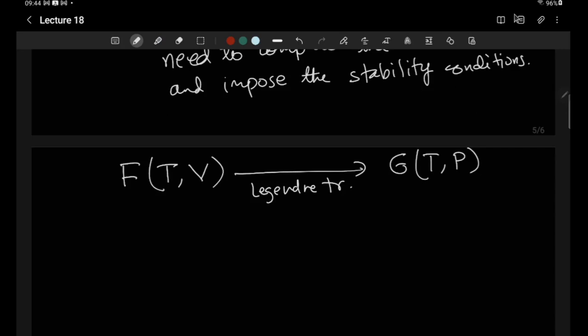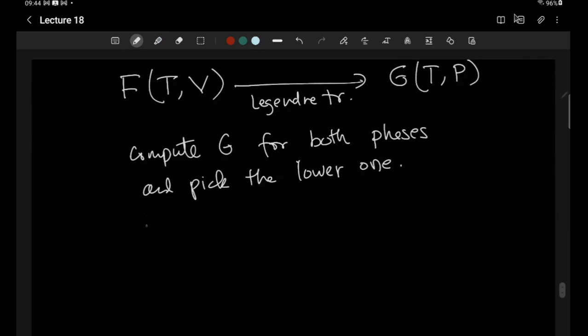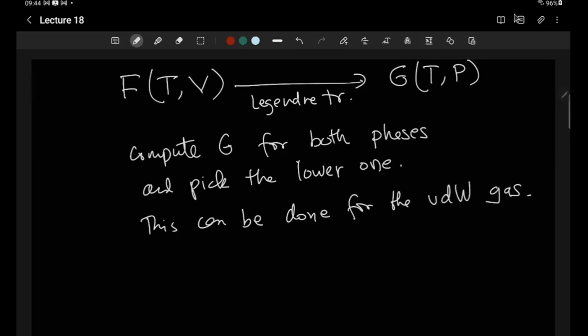Okay, so what you do is you compute G for both phases, and pick the, say, minimization, the lower one. This looks pretty complicated, but we can do this. At least this can be done. Okay, and we will do this. So it looks complicated, but we can do it.